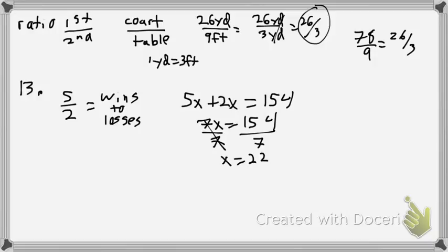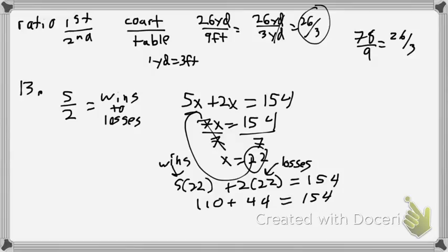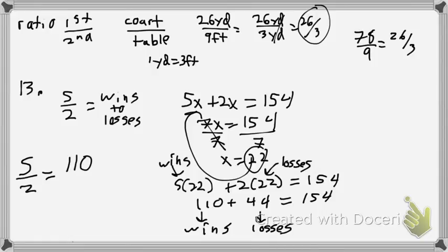So what we now want to do is take that 22 and plug it back into that x position. That gives us 5 times 22. That's the number of wins the team will have. We then go plus 2 times 22. That's the number of losses. And that should add up to 154. So we end up with 110 plus 44 equals 154. 110 wins, 44 losses.